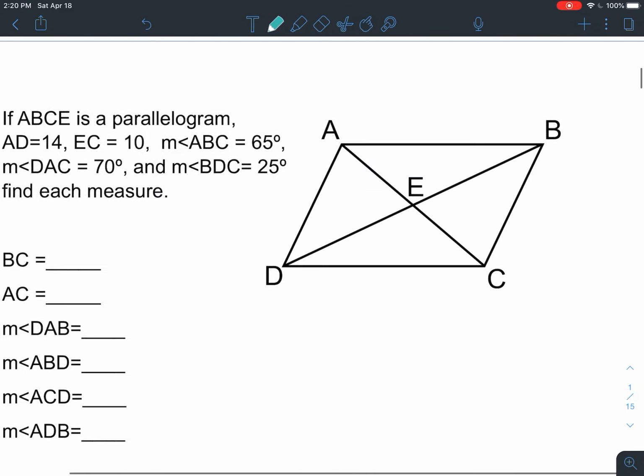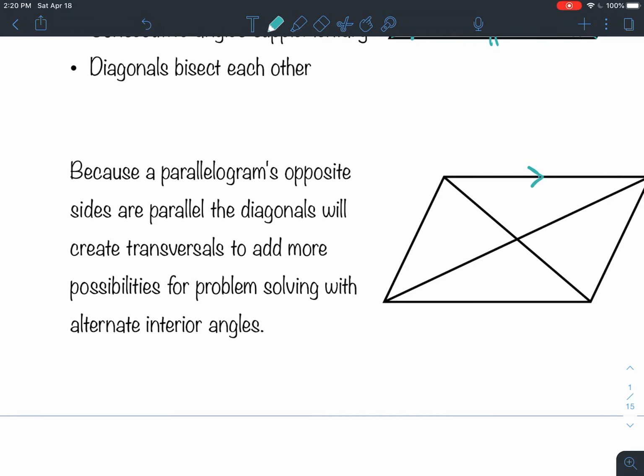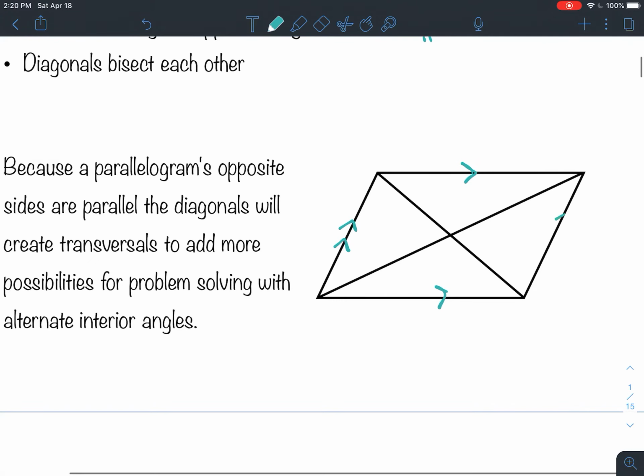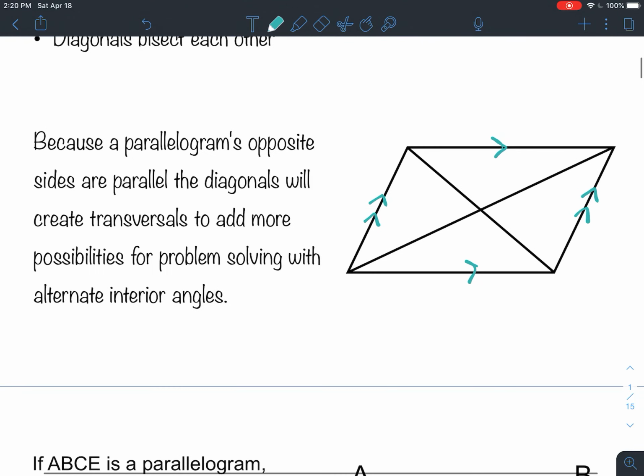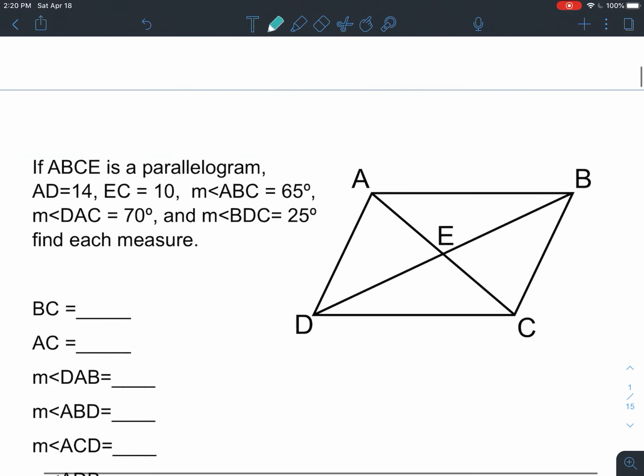Because our parallelogram's opposite sides are parallel, we've got some transversals that are created by our diagonals, so we're also going to have some alternate interior angles that are going to be congruent along the way. I'm not going to mark them all, but you guys get the idea. So a few problems here.